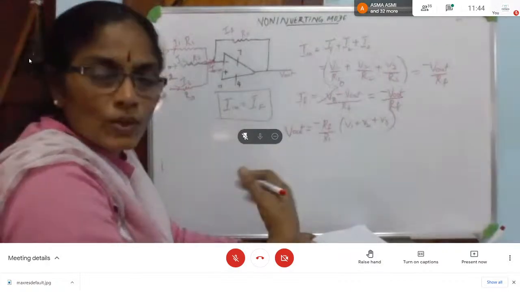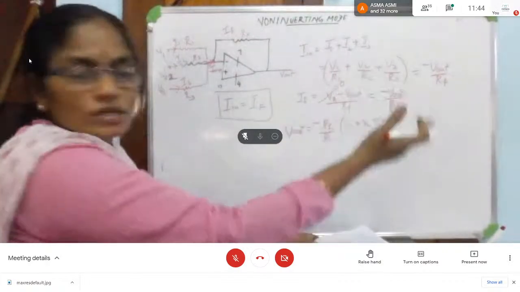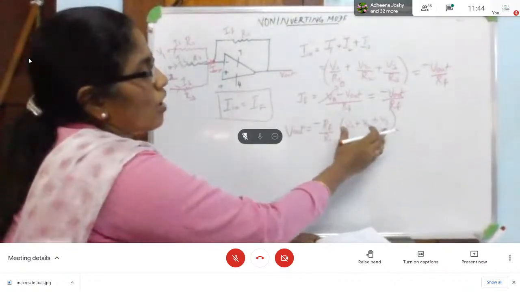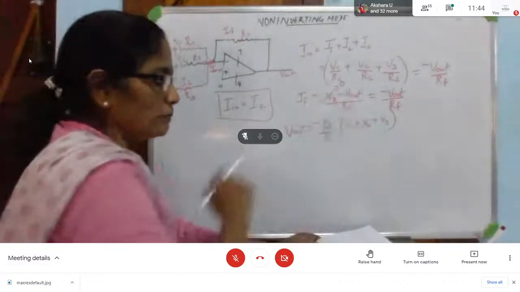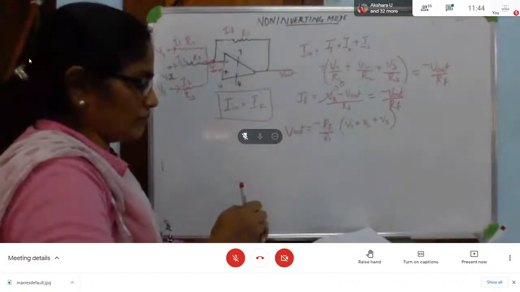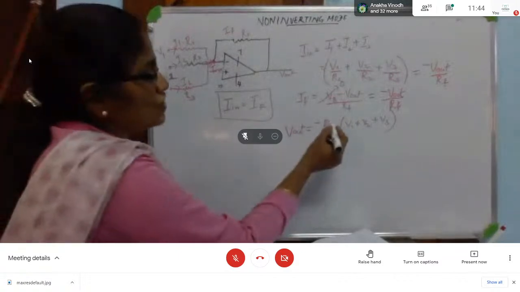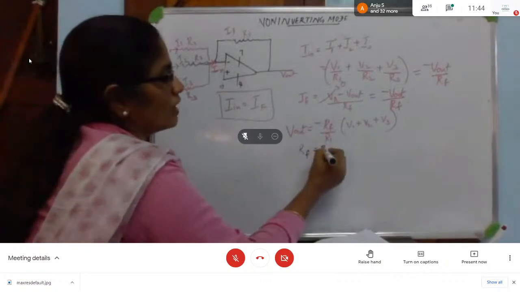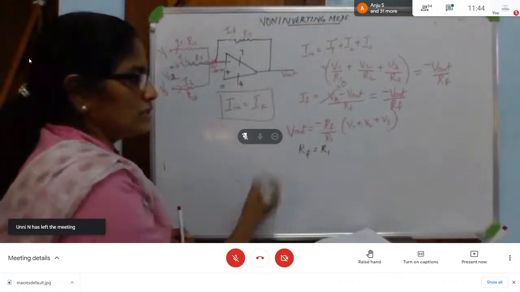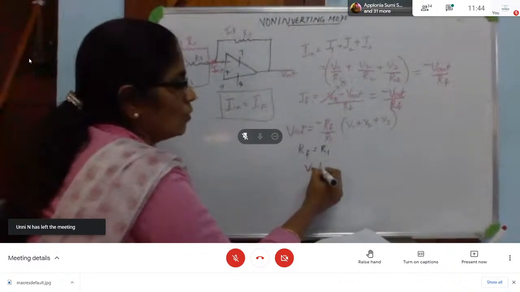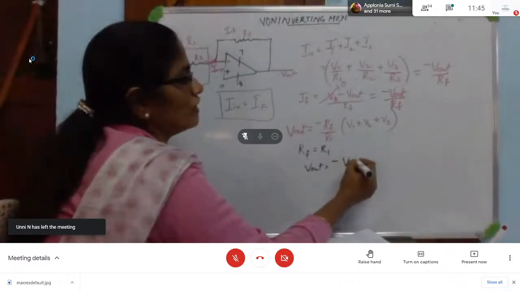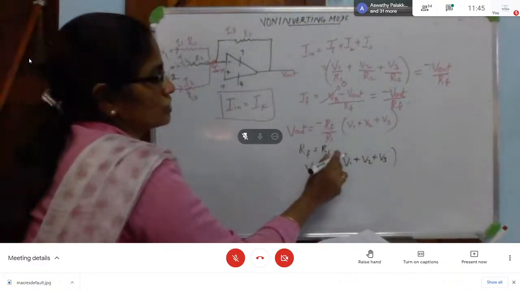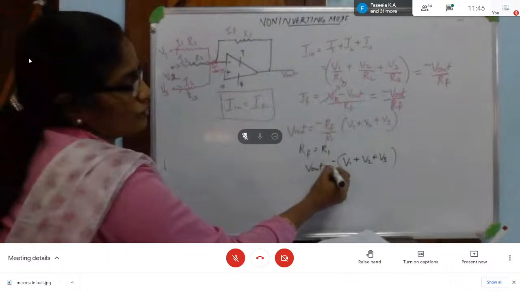So you can apply it to another op-amp if you want to just invert it once again. Or else this output is a sum of input voltages with a negative sign. Now, what if I take this RF equals R1? If I take it like that, then what will be my Vout? Vout is equal to minus of (V1 plus V2 plus V3). That is what I said. It is a sum of the input voltages. Output is sum of input voltages.